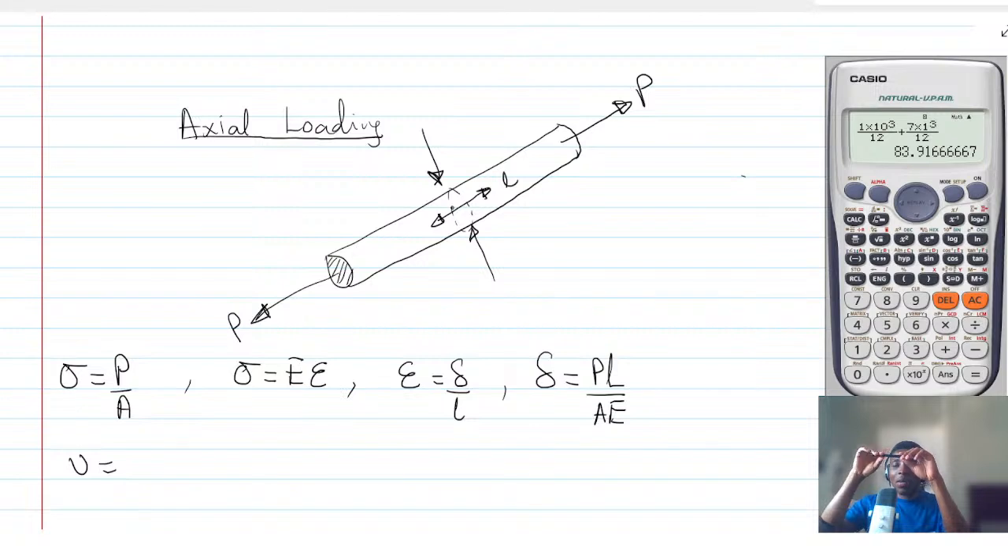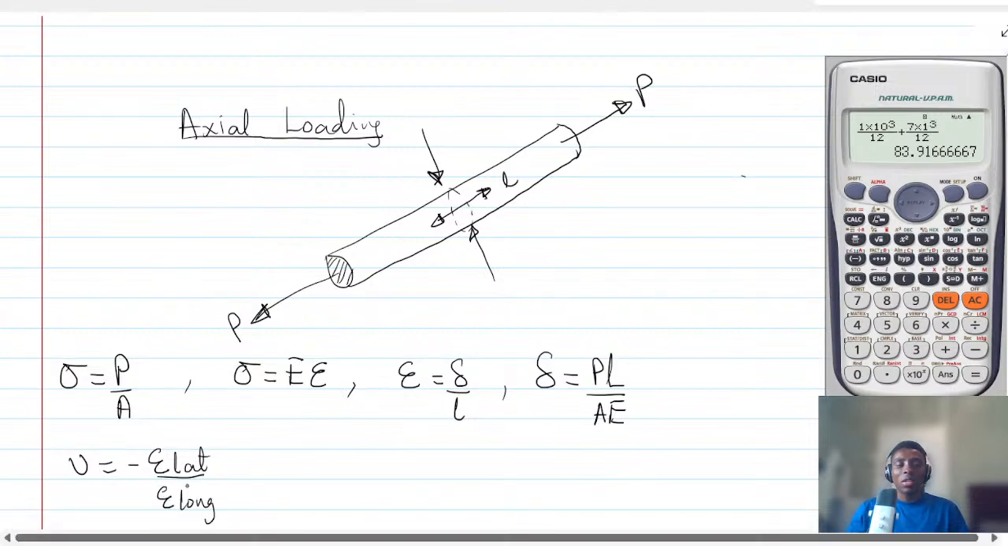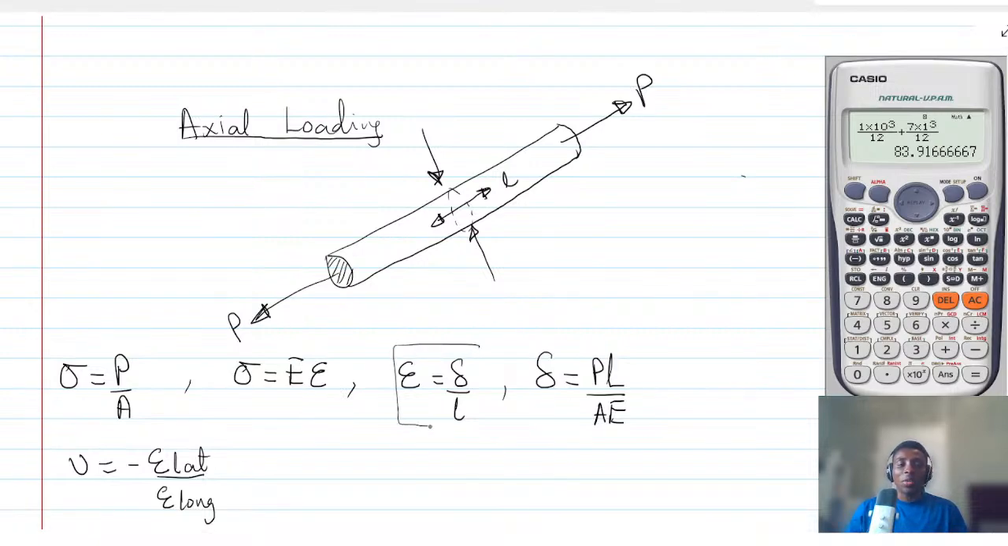So Poisson is saying that we have latitudinal strain divided by longitudinal strain. Now what is the longitudinal strain? The longitudinal strain is the change in length divided by the original length. That is the longitudinal. And the latitudinal is along the diameter. All right, let's take one example.